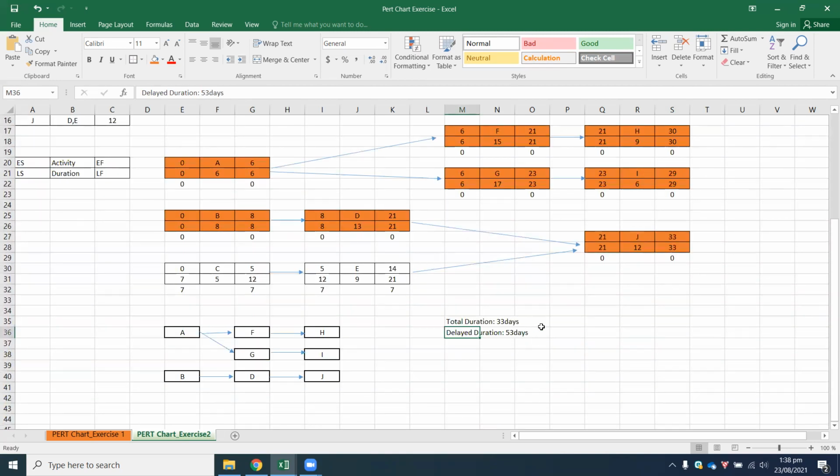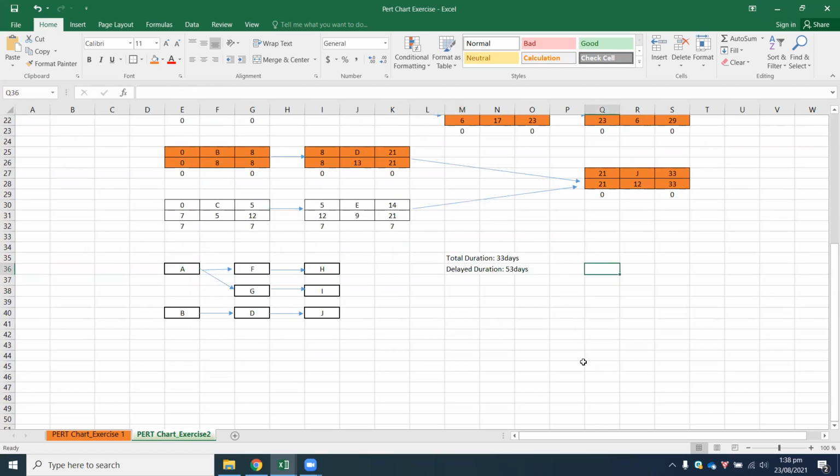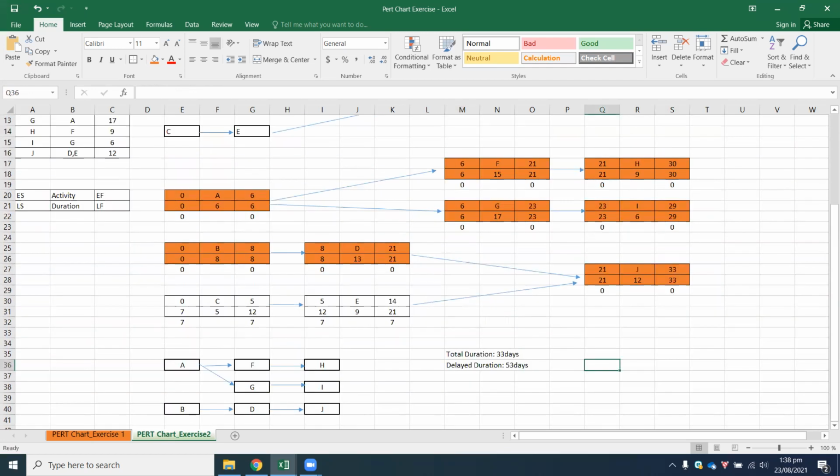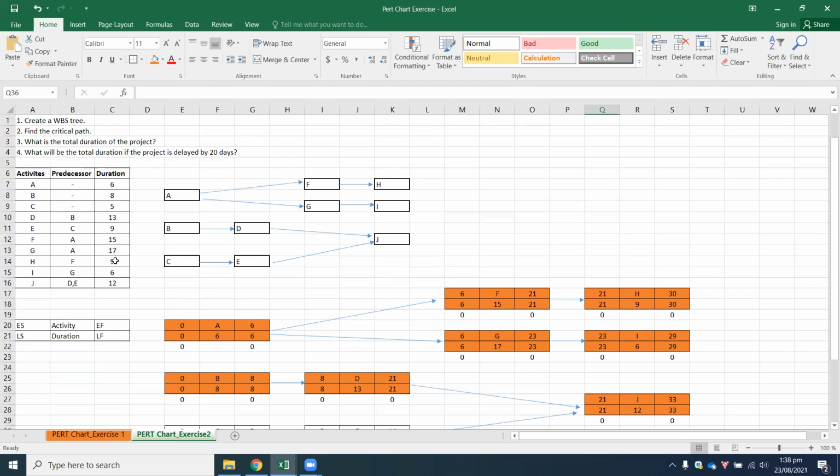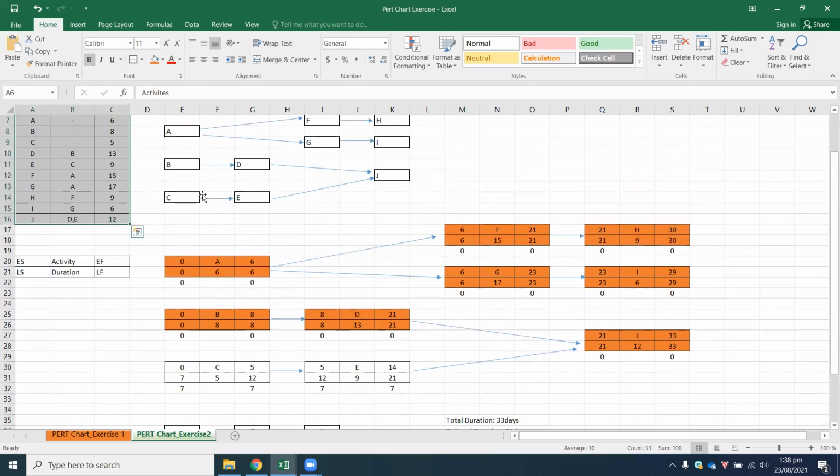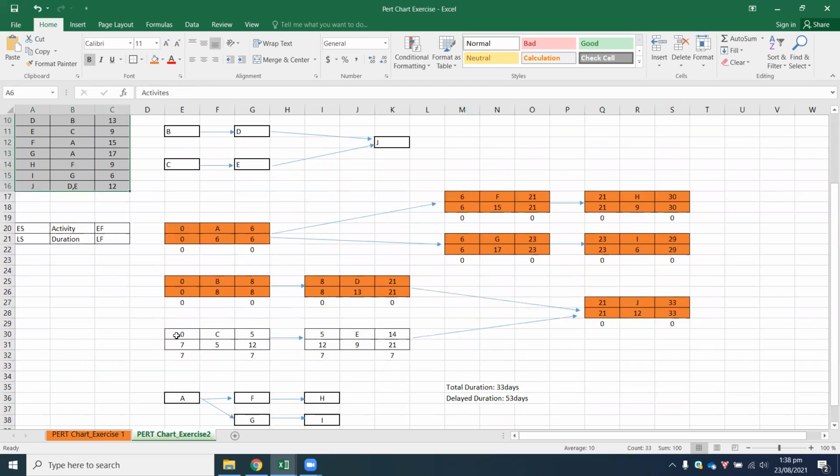33 plus 20 is 53. So that is your delayed duration. Now, critical path is not so difficult, right? It's pretty simple. All you need is your work breakdown structure. Once you have that, you need to create your work breakdown structure tree. Once your work breakdown structure tree is done, then you need to start working on your PERT chart.